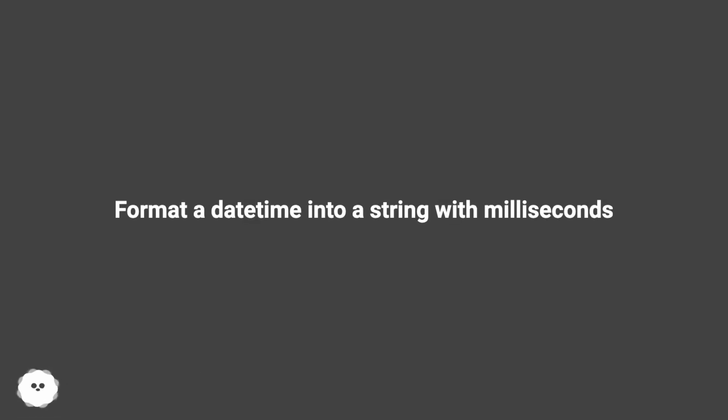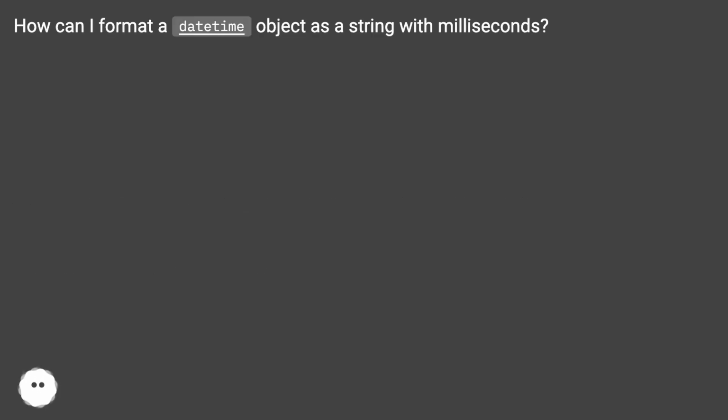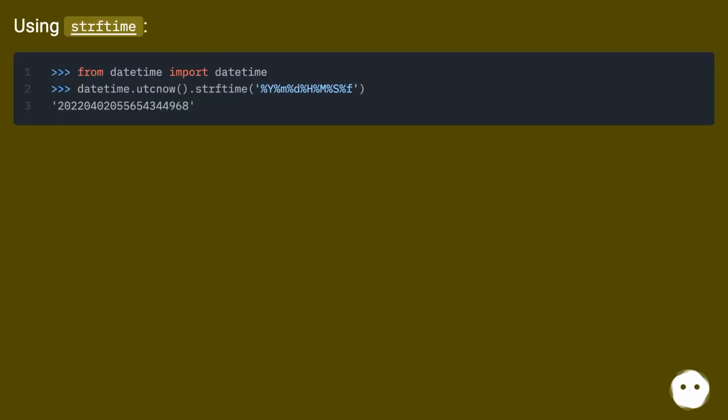Format a datetime into a string with milliseconds. How can I format a datetime object as a string with milliseconds? Using strftime.